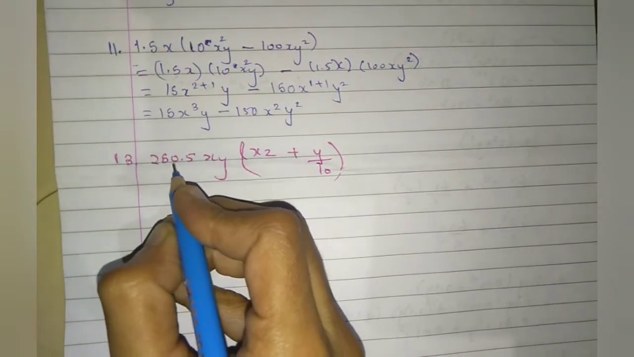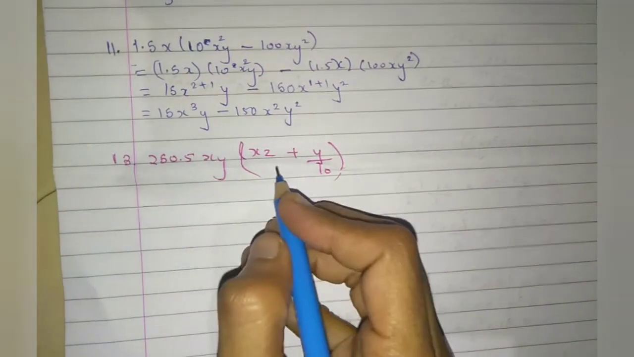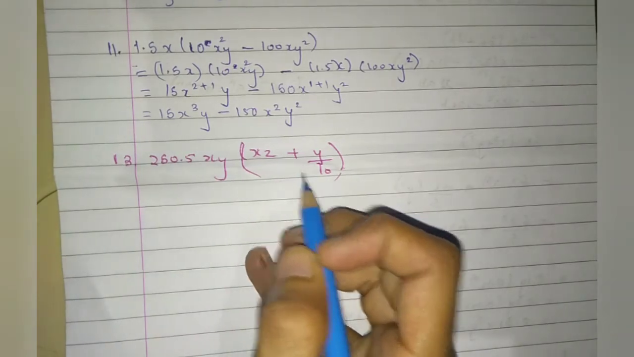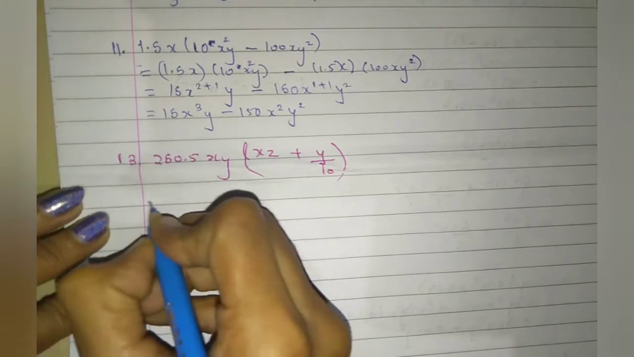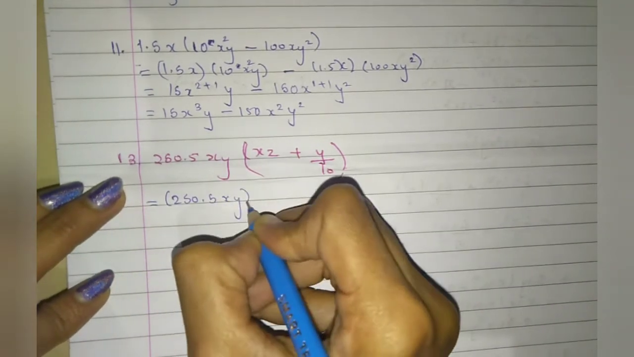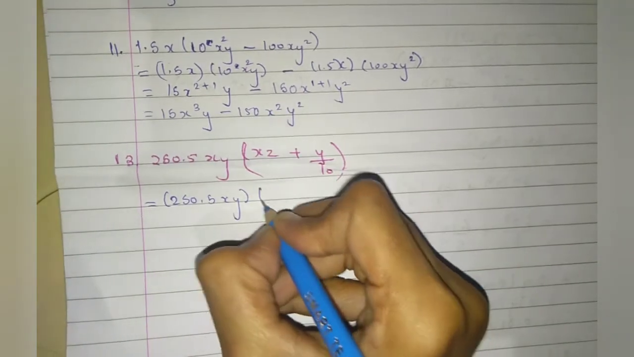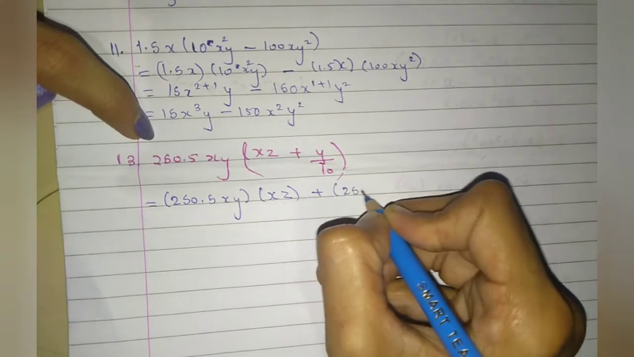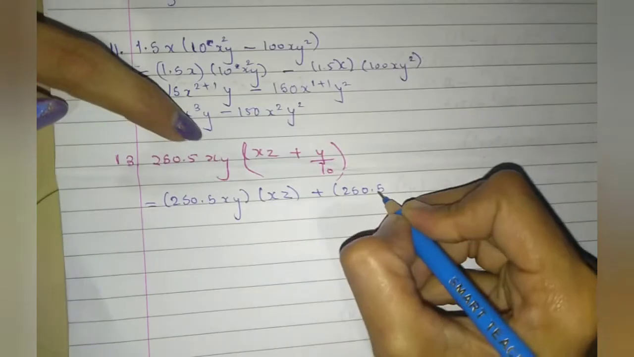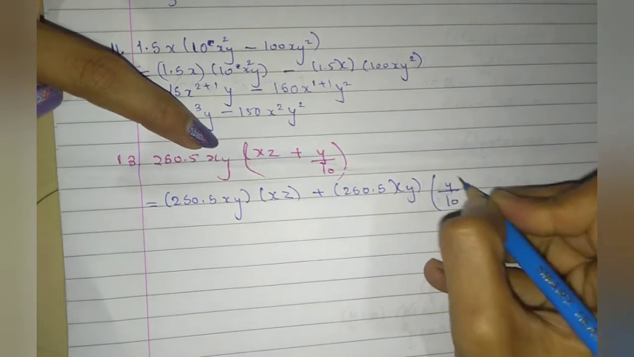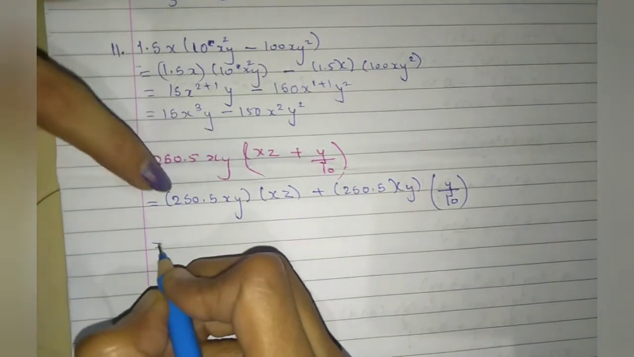13th one, 250.5xy into the bracket (xz plus 7y upon 10). So what we have to do? 250.5xy into xz plus 250.5xy into y upon 10. Okay, now we have to multiply.